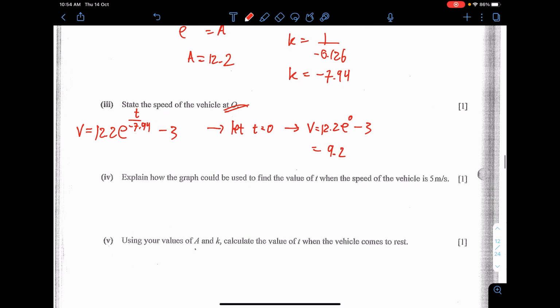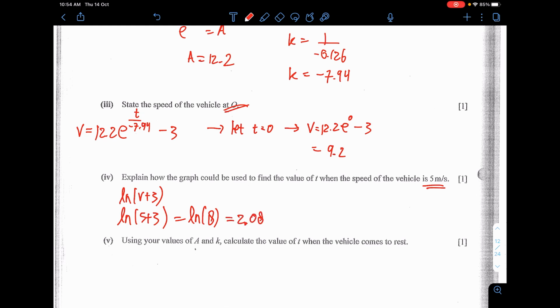Explain how the graph could be used to find the value of t when the speed of the vehicle is 5 meters per second. Okay, the graph that we drew just now, the vertical is actually ln of v plus 3. So the question says the velocity is 5, meaning to say that I just get ln of 5 plus 3, which is actually equals to ln of 8. Yeah, ln 8 must be around 2.079, which is 2.08.